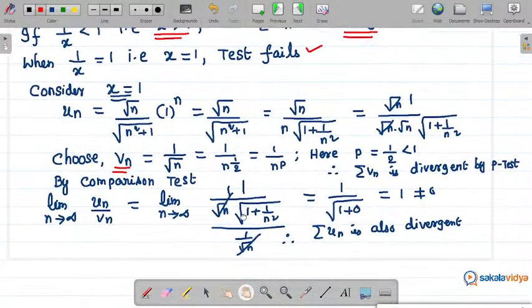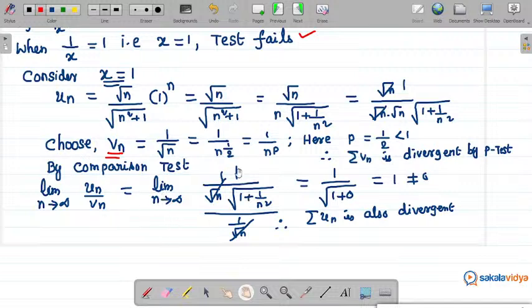So for the comparison test, un by Vn, limit n tends to infinity, is 1 by root n into root of 1 plus 1 by n square, divided by Vn, 1 by root n. The 1 by root n cancels. Apply the limit. Here 1 by n square is 0, so 1 by root of 1 plus 0 is 1, which does not equal 0. Therefore, as sigma Vn is divergent, sigma un is also divergent. That's why here we need to write one more statement: as sigma Vn is divergent. That means when x is equal to 1, it is divergent.